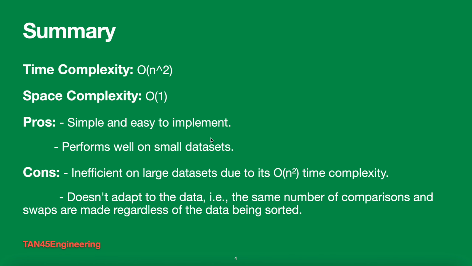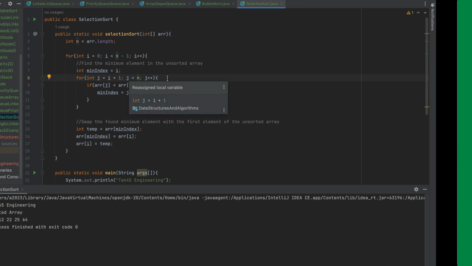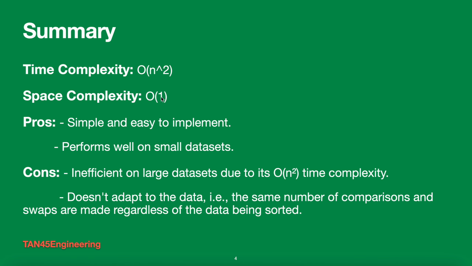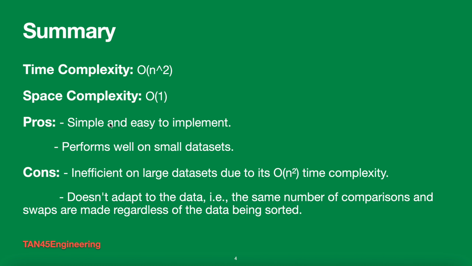So in summary, the time complexity is O of n square. Of course, since there are two for loops, one inside the other, one for loop is running and dependent on the value n. So O of n for this and O of n for the one inside this. So n cross n, O of n square. Space complexity is O of 1 because we do not require any extra memory except for this temp variable. So this is an in-place array sorting algorithm.